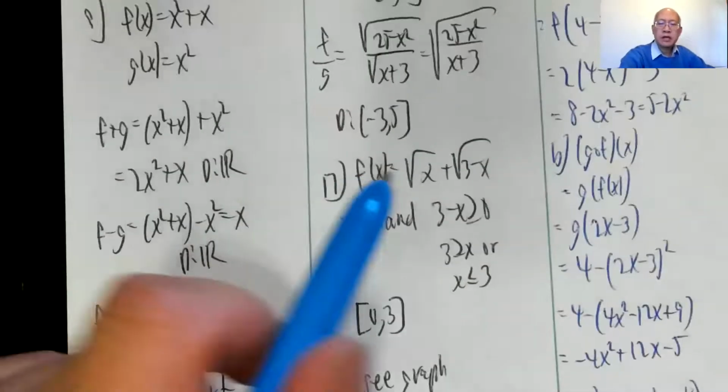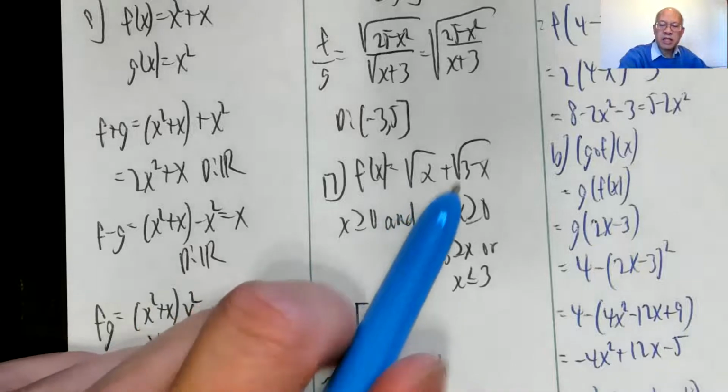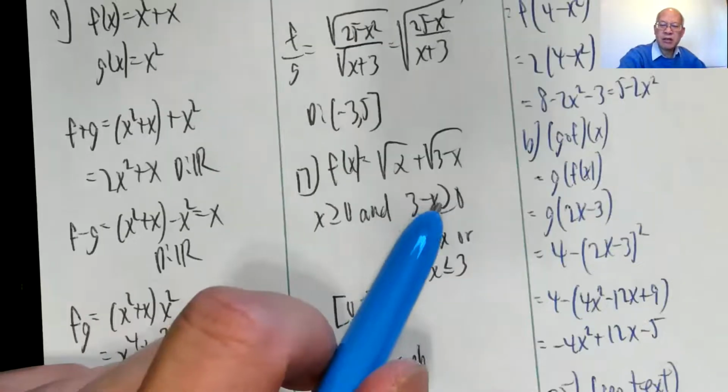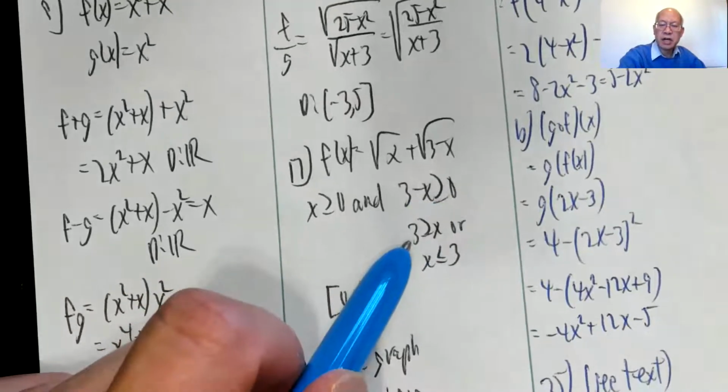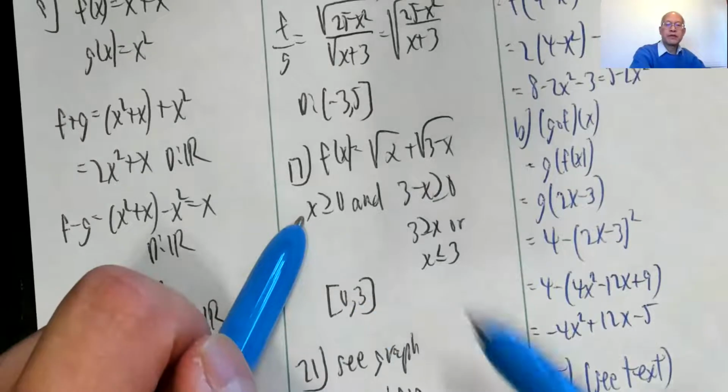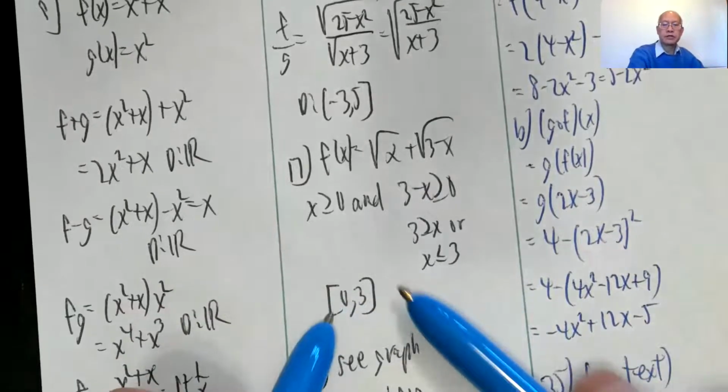17, give the domain of square root of x plus square root of 3 minus x. So x has to be greater than or equal to 0, and 3 minus x is greater than or equal to 0. If I add x to both sides, 3 is greater than or equal to x, or that means x is less than or equal to 3. Both of these have to be true, so that would be bracket 0, 3.